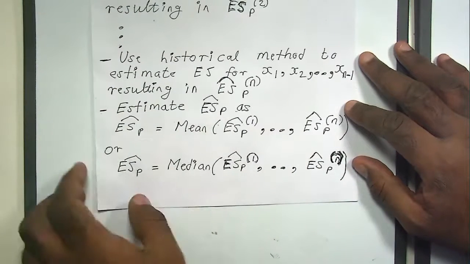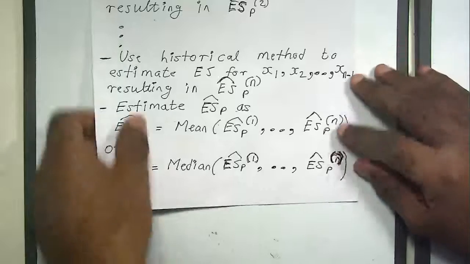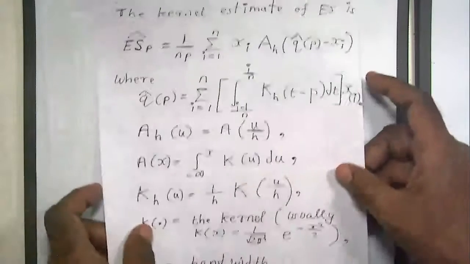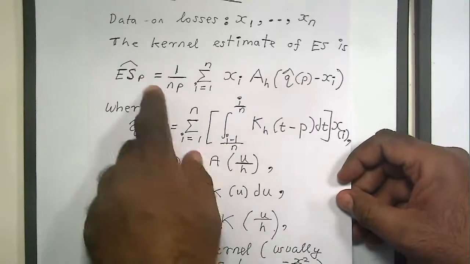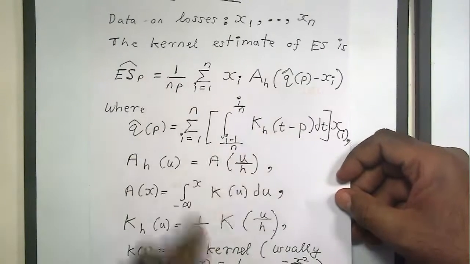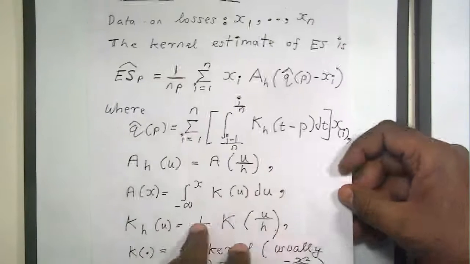This is the estimator for ES under the jackknife method. And the fifth one is the kernel estimator for ES, which is given by this formula here. Okay, I know it's a complicated formula, right?